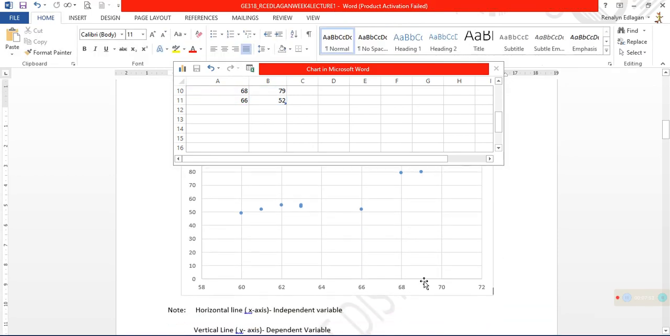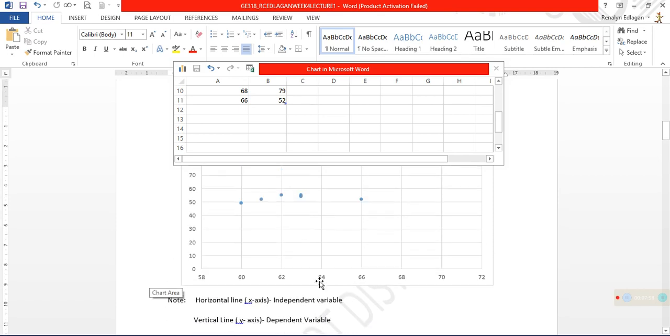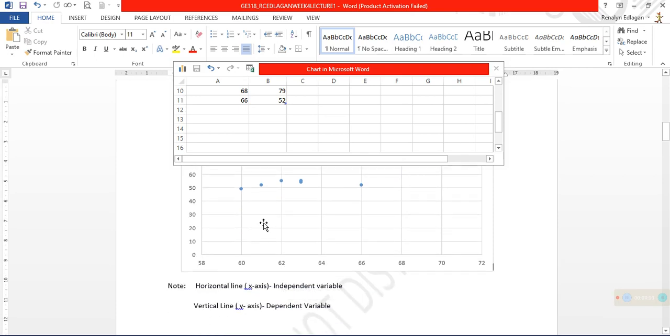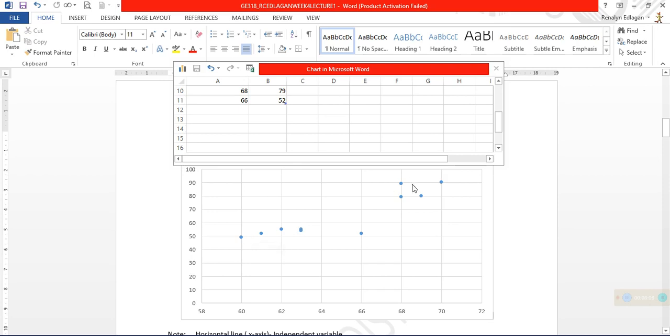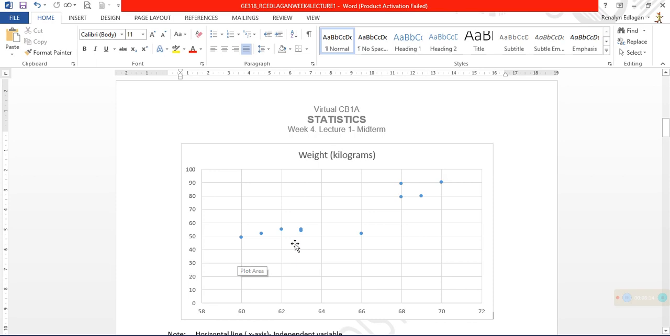Alright. Now, let's go back to the idea of dependent and independent variable and their relationship. Do you think that the height has an effect on the weight of the respondents? Yes. So, visually, when you look at our graph, we can see that the trend or the behavior of the dots is going upward. That means that as the height increases, the weight of the respondents increases as well.